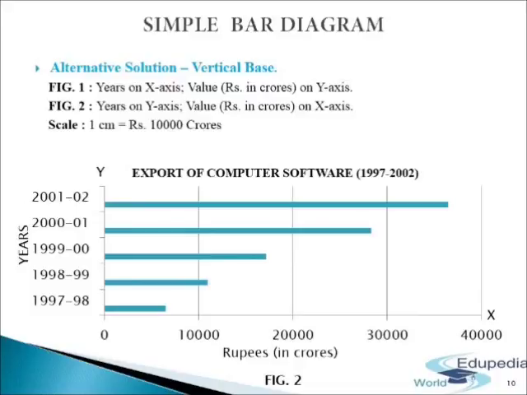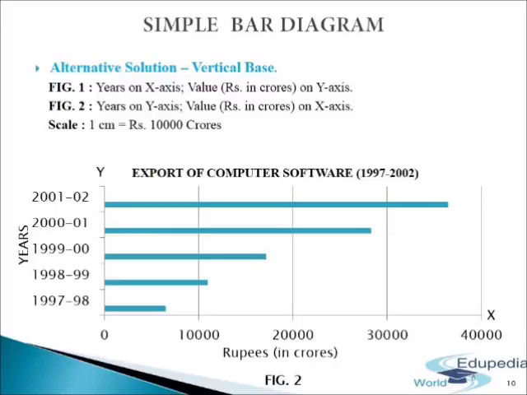We can present the previous information about export of computer software also by vertical base showing horizontal bars. In figure 1, years were on the x-axis and value, that is rupees in crores, on the y-axis. In figure 2, we are taking years on the y-axis and value on the x-axis, as we can see in the diagram. From these two diagrams, we understand that India has made significant progress in the export of computer software.